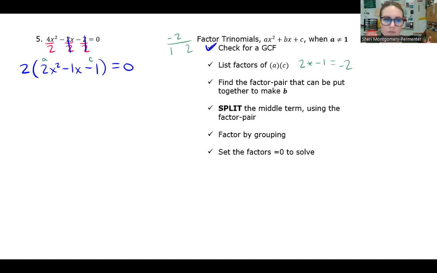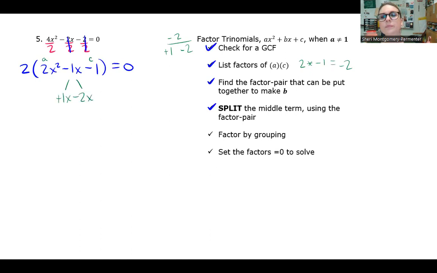1 and 2, bam. So we have to be able to put them together in such a way that we make -1. So which one has to be negative? The 2, yeah. So 2 will be negative and then the 1 will be positive. So we found our factors, we've figured out the factor pair, we're gonna split the middle. Please do not lose the 2 out in front.